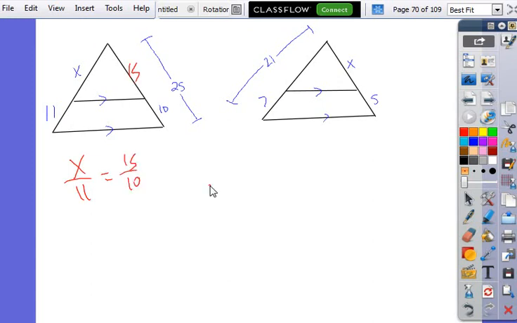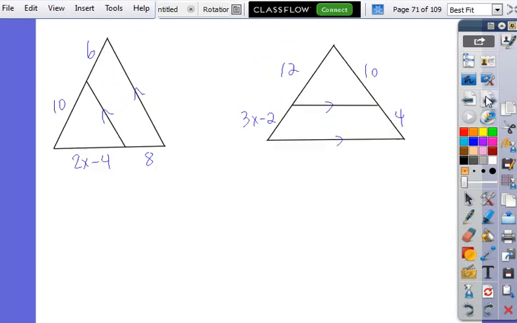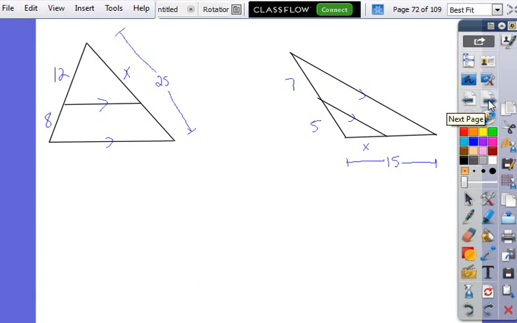Remember, if it gives you the whole side, do the whole thing minus the part that they give you. What would this part be right here? 25 minus x.